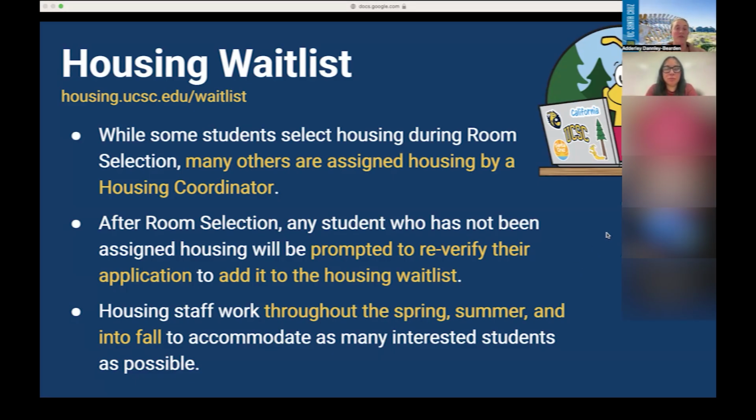And until you re-verify and go through those steps, which is at the start of each month, we'll move our focus to students who have re-verified their application. So we want to make sure that you're staying up to date on that and making sure you let us know you're still interested in on-campus housing so we can continue to consider your application for spaces when they become available.